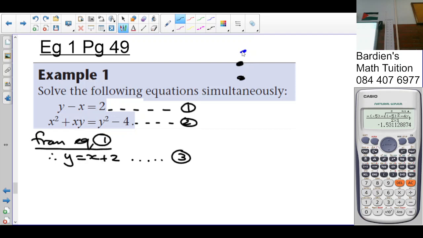So by doing that, what is going to read now? Wherever I see a y, I'm going to replace it with x plus 2. So in other words, it's going to be x squared plus x into x plus 2 plus x plus 2 squared minus 4. Again, wherever we see a y, we are going to now replace it with x plus 2. So do that step quickly.